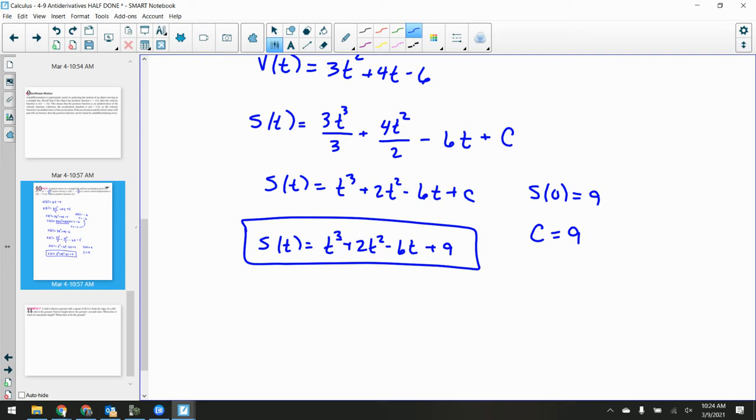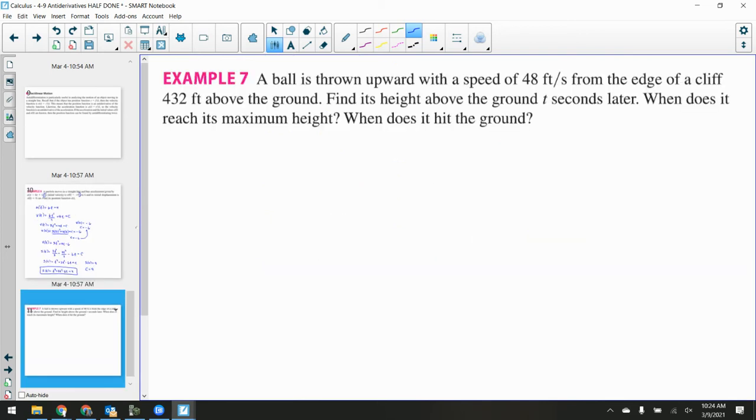Okay, let's take a look here at this last one. A ball is thrown straight upward with a speed of 48 feet per second. That's the original velocity. Not acceleration, but velocity. The original velocity, throwing it upward 48 feet per second from the edge of a cliff, which is 432 feet above the ground.